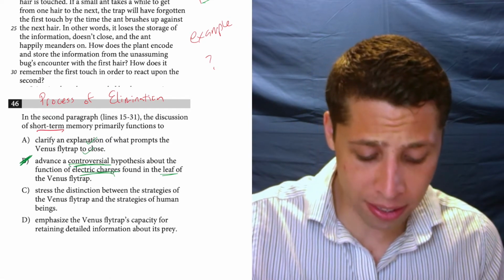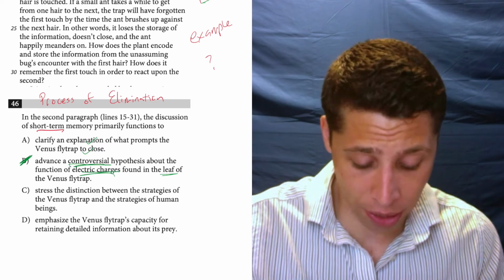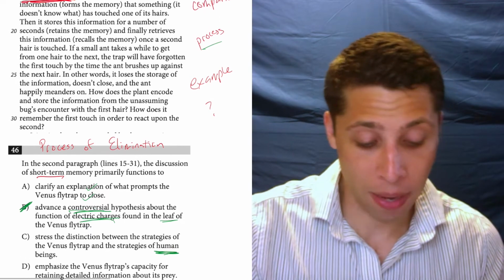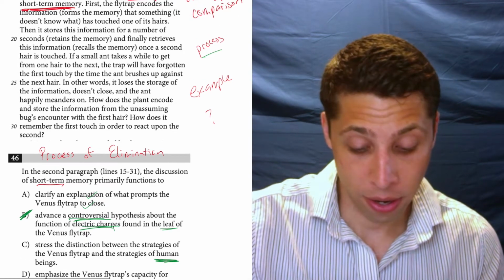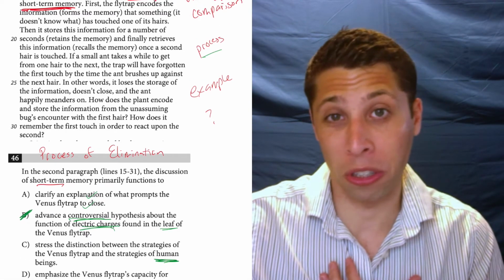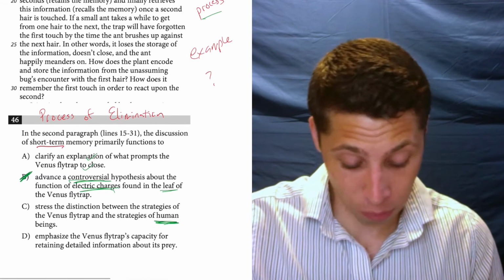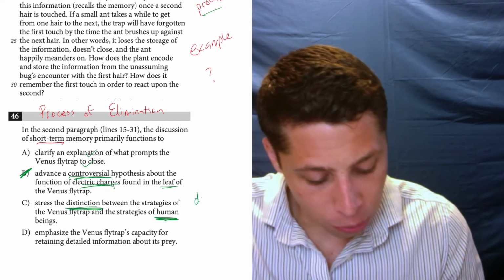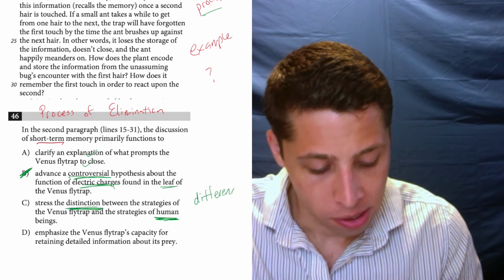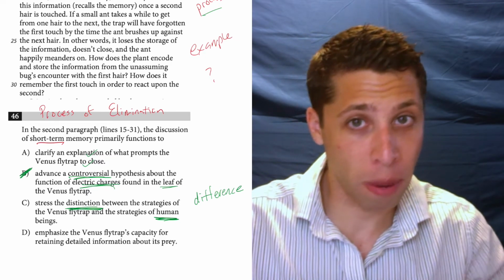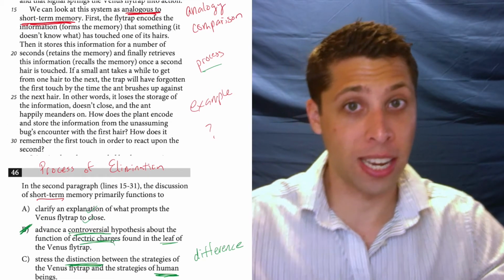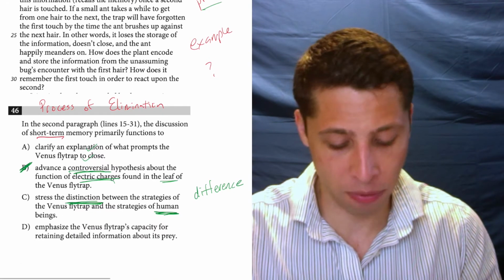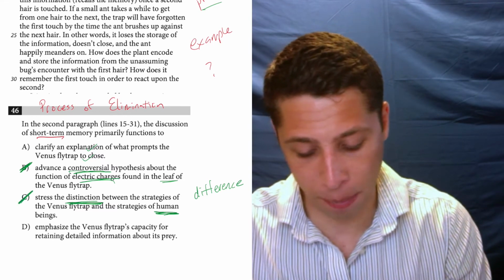C, stress the distinction between the strategies of the Venus flytrap and the strategies of human beings. Well, it doesn't really talk about human beings. I mean, it talks about maybe the way that we form short-term memories is similar to how the plant forms them, so maybe that's a little bit of it, but distinction is another word for difference. But remember, what was the purpose of short-term memory? It was to make a comparison, to say how these two situations are similar. So again, that doesn't really match up even with my very basic understanding of what was happening.